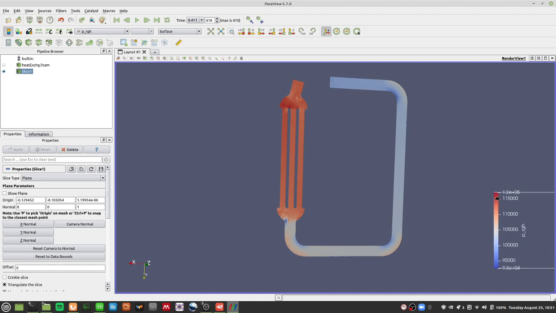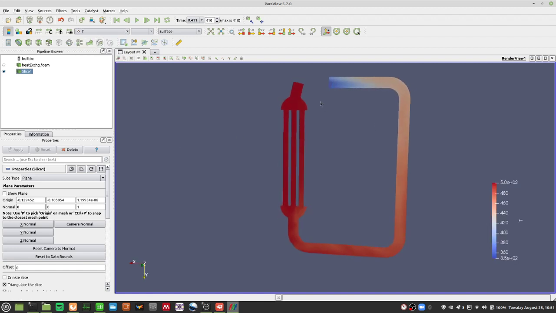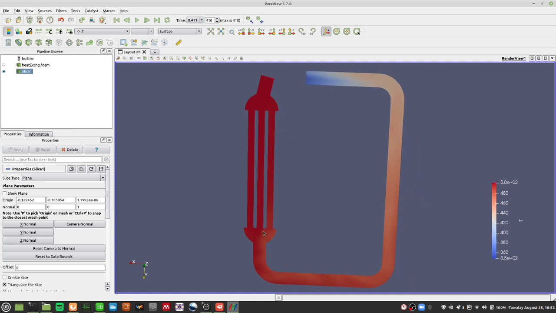So where do I see the pressure? You can see the range of the pressure is from 9.3 times 10 to the fourth, all the way up to 1.2 times 10 to the fifth. And these are in pascals, right? All of these are in SI units. If we take a look at the temperature, again, it's pretty stable, 500 Kelvin, and you see the whole left side is pretty hot now. And as it goes to the right-hand side, it gets cooler.